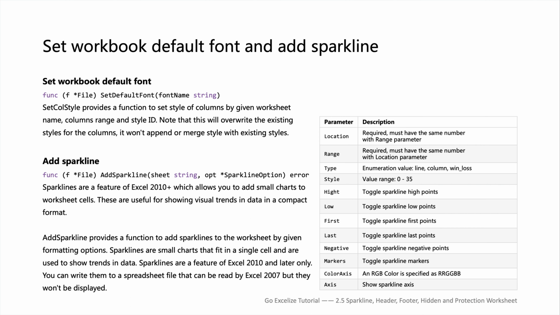At first, set the default font for the workbook and create sparklines in the worksheet. Sparklines allow you to add small charts to the worksheet cells. This is useful for showing visual trends in the data in a compact format. This table lists the supported properties of the sparklines.